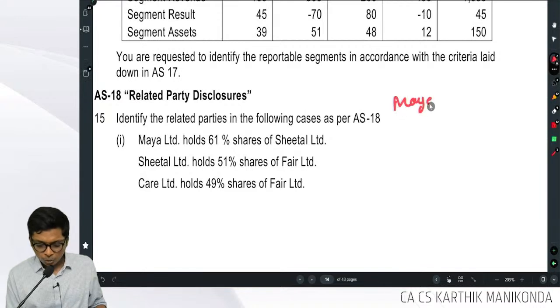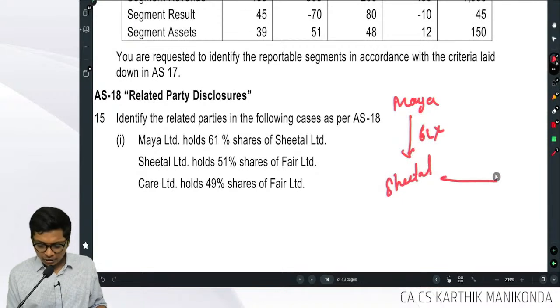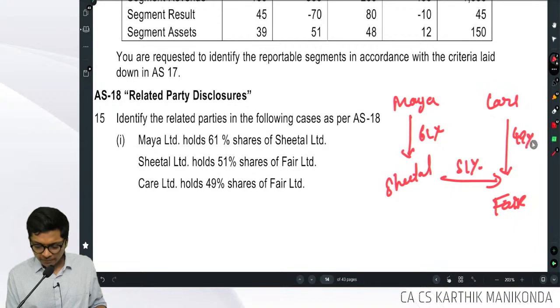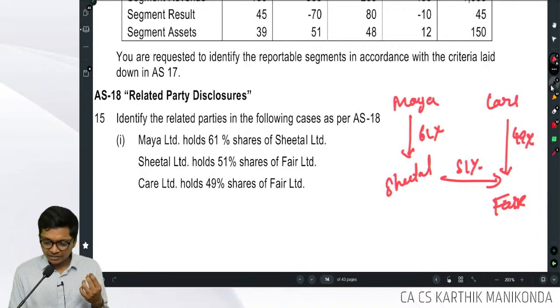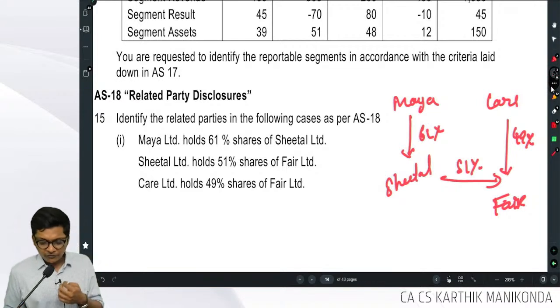So no other option. Maya is having 61% of Sheetal. Sheetal holds 51% of Far and Car holds 49% of Far. So Maya 61% of Sheetal, Sheetal holds 51% of Far and Car holds 49% of Far. Who is related to whom? Look at each entity individually.